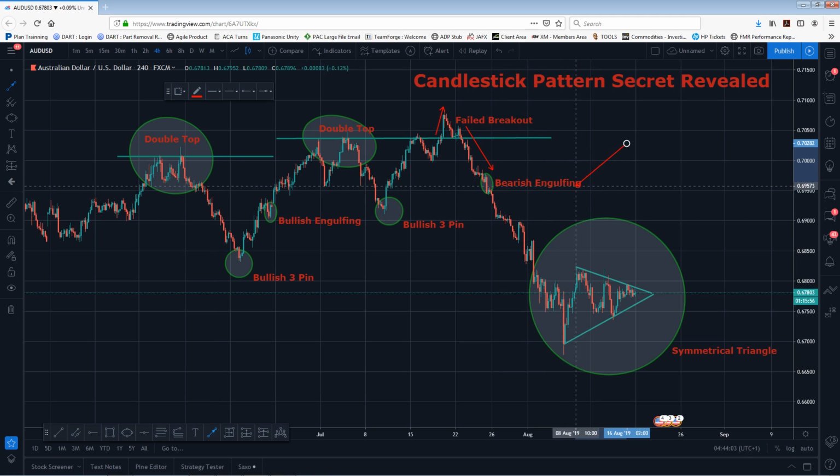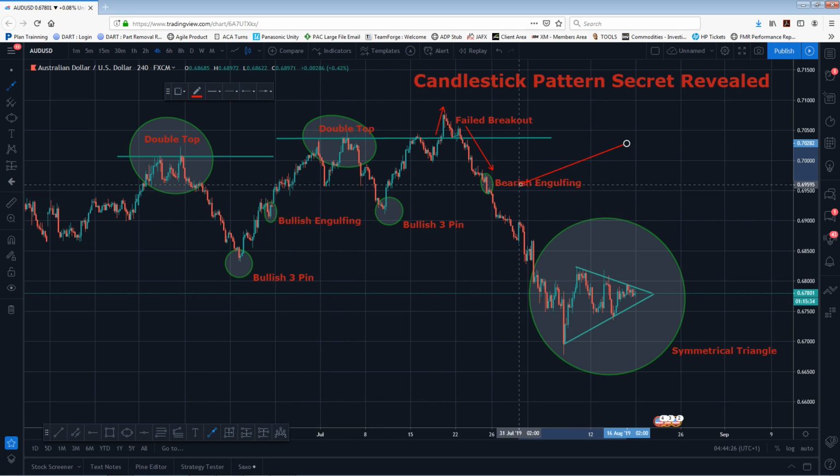So bearish engulfing means, see this red candle right here? This red candle engulfs that green candle. You see that? That's what you call bearish engulfing. And then bullish engulfing is just the other way. See how this green candle's body engulfs this candle right here? That's what you call bullish engulfing.